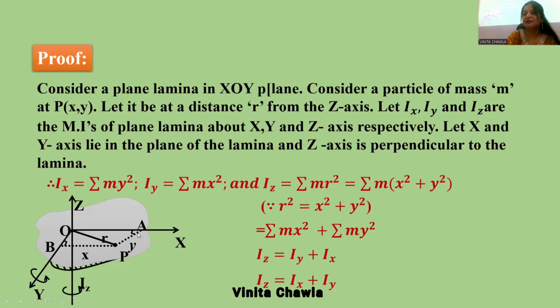Sorry, y from x axis and r from origin. Okay, so this is a small mass, dm, in the lamina. Why did we put the summation sign? Because in the lamina we have similar types of masses. We have n number of masses, we can say. So what did we put here? Summation.